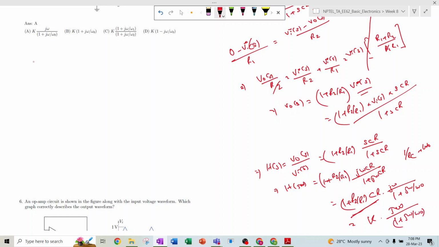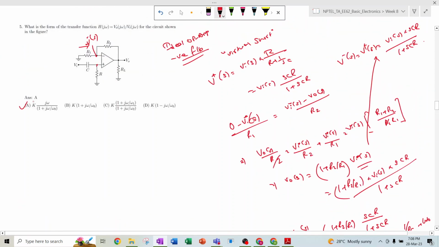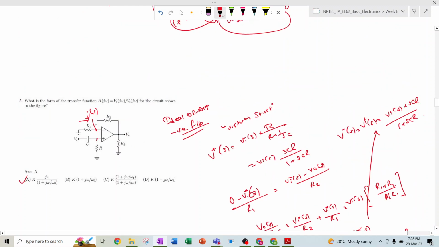So according to the answer, the correct answer will be option A, K into j omega divided by 1 plus j omega by omega naught. So this is the transfer function.